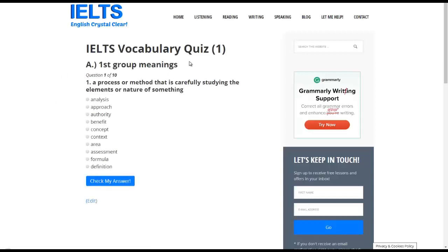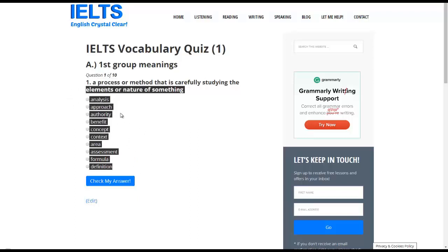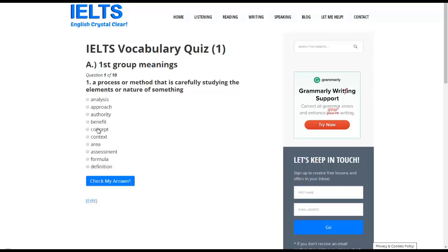So you get your first quiz here, your first definition, your first meaning quiz. Let's read it. A process or method that is carefully studying the elements or nature of something. And now you get all your options. Usually you're going to have 10 options, 10 words each time to learn. Some of them you're going to know, some of them not. Some of these words are going to be synonyms with slight differences, and this is very good for you in order to recognize the difference.